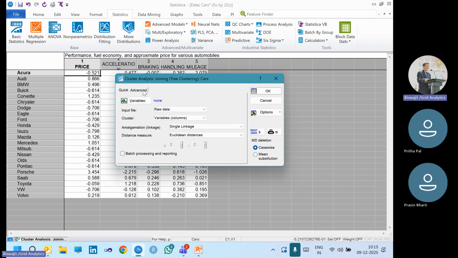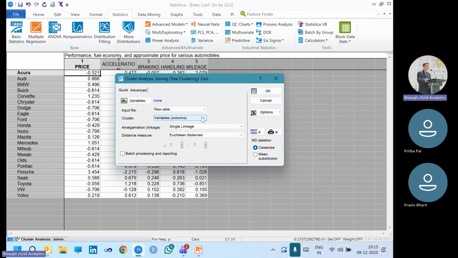So here, whenever you deal with this no-code, low-code tool Statistica, you always come across two tabs, quick and advanced. The quick gives the basic features. If I explore the advanced, I get many more advanced features. So here it is asking me for the input file. If I drop down, I have two options: raw data and distance matrix.